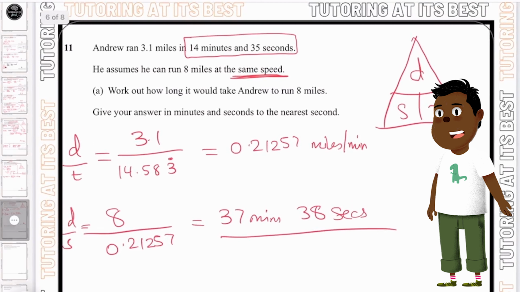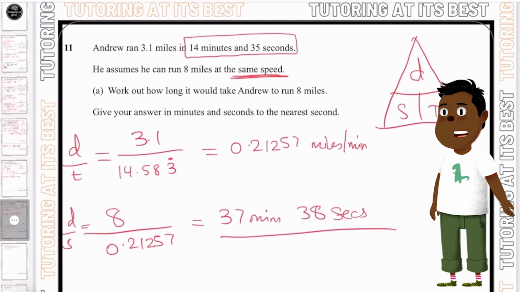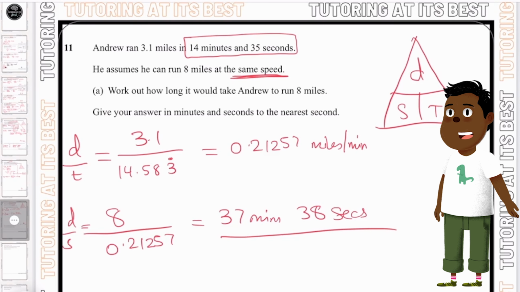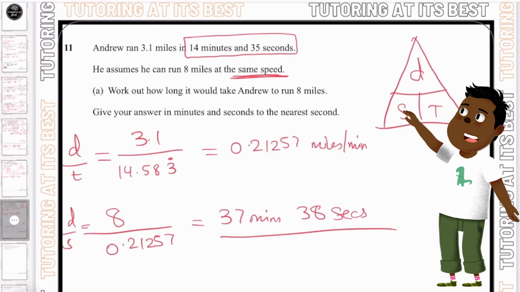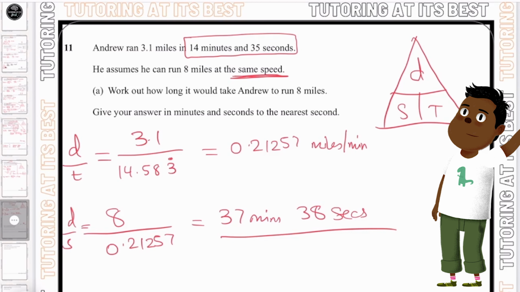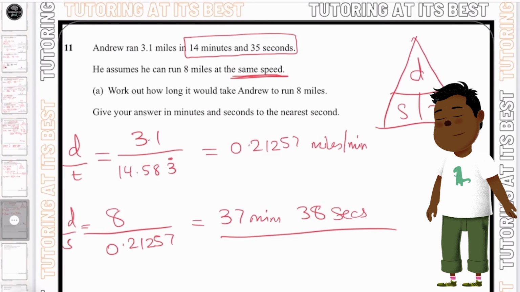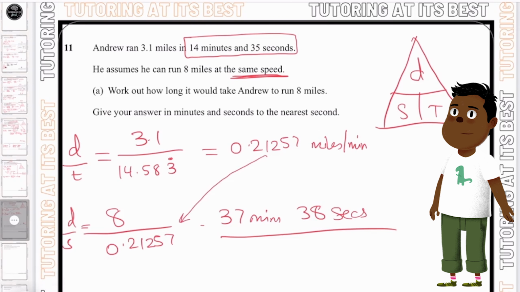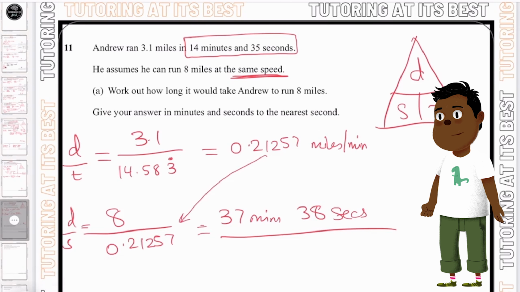So let's take a look at what I've done here. I've started off by working out the speed for Andrew, running at 3.1 miles in 14 minutes and 35 seconds, so distance over time. I've then gone ahead and worked out the time that it takes Andrew to run 8 miles at the same speed. And again, I've used my answer for the same speed, substituted it in, and it's given me 37 minutes and 38 seconds.